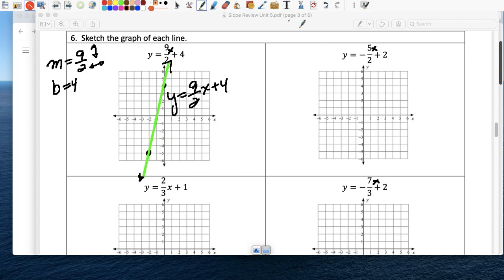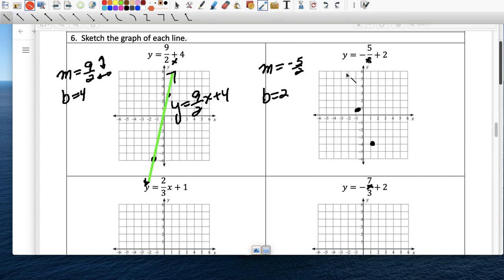Here, it's a negative slope. So let me write m equals negative 5 over 2. And the y-intercept is 2, so let me go to the y-intercept. And from here up and down, I'm going to count down 5: 1, 2, 3, 4, 5, and then I'm going to go right 2. And again, the reason I go right is because it's a negative slope.